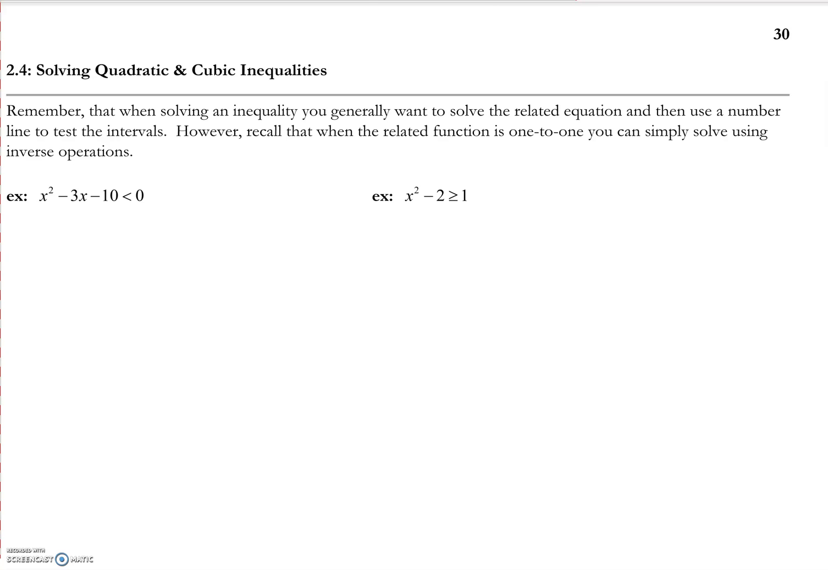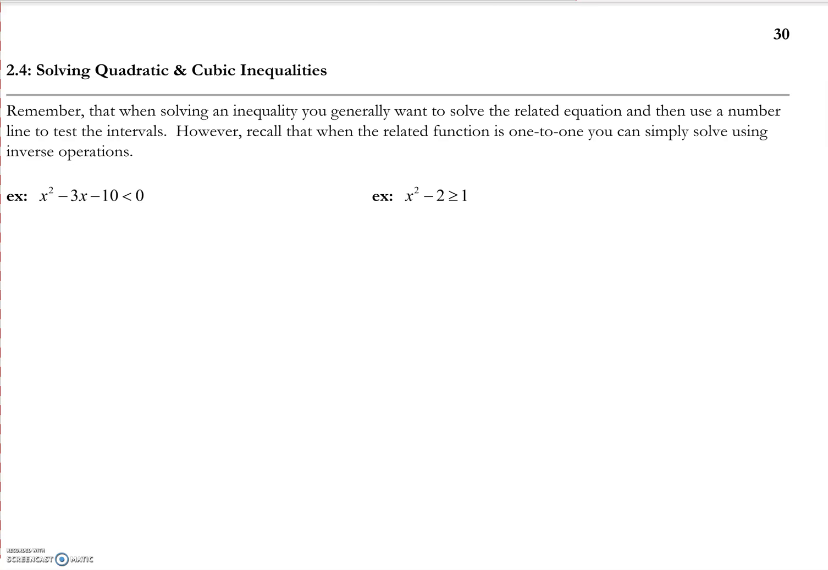In section 2.4, we'll be solving quadratic and cubic inequalities. So let's first start by reading this little blurb up top because it's going to make the process in which we solve inequalities for quadratics and cubics a little different. It says, remember that when we're solving an inequality, you generally want to solve the related equation and then use a number line to test intervals.